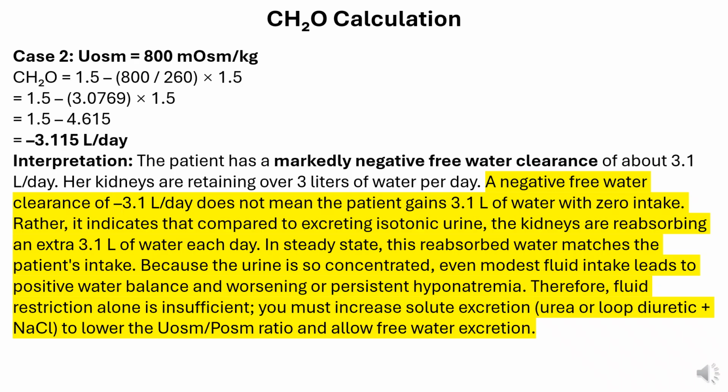Because the urine is so concentrated, even modest fluid intake leads to positive water balance and worsening or persistent hyponatremia. Therefore, fluid restriction alone is insufficient. You must increase solute excretion, urea or loop diuretic plus NaCl, to lower the Uosm/Posm ratio and allow free water excretion.